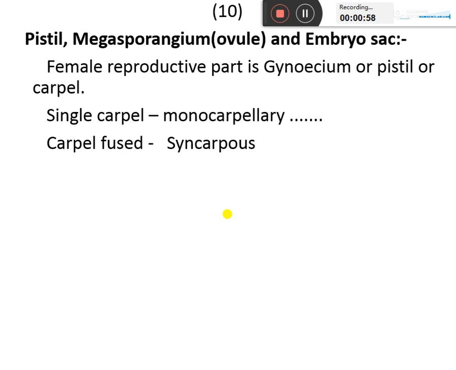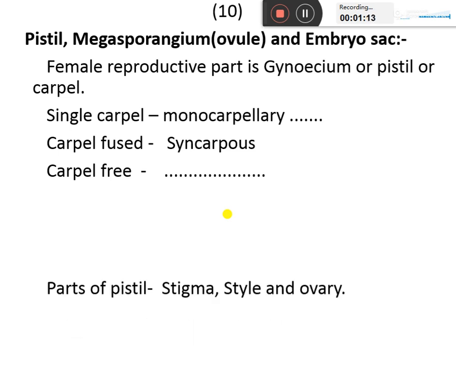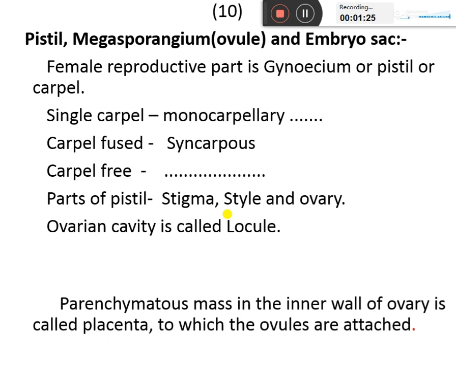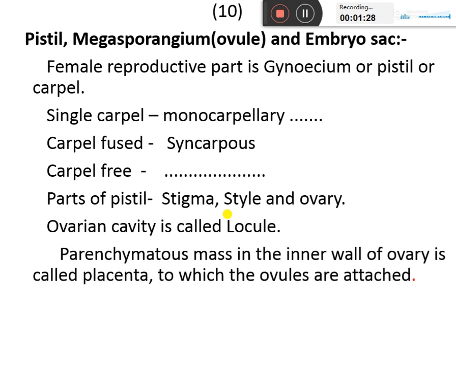If the carpels are fused, it is called a syncarpous ovary. And if the carpels are free, as you might have studied in class 11th, it is called an apocarpous ovary. The parts of the pistil are the stigma, style, and ovary. The ovarian cavity is called the locule, in which the ovules are present. The inner wall of the ovary contains a parenchymatous mass of cells to which the ovules are attached, and this parenchymatous mass of cells is called the placenta.